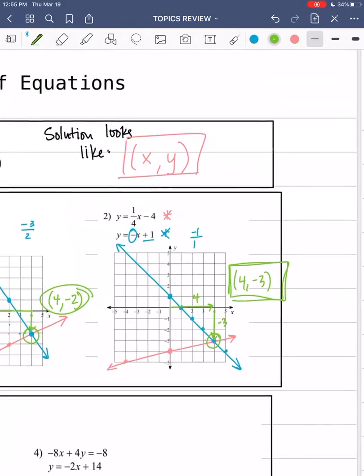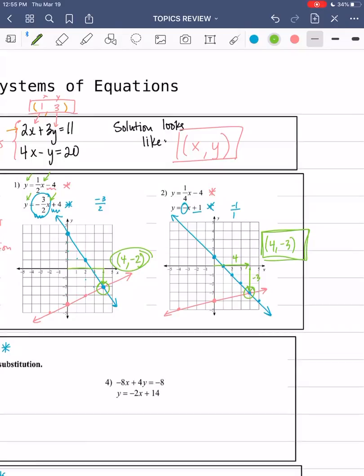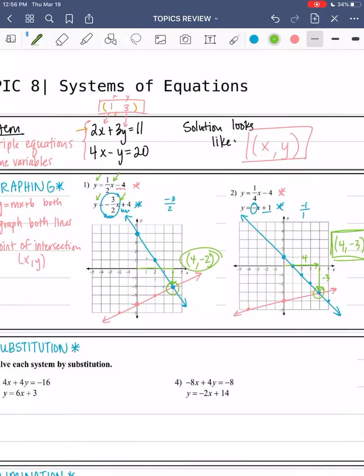Nice. They do not always have to have a 4 and then a negative number. It was just a coincidence. Looks pretty though.